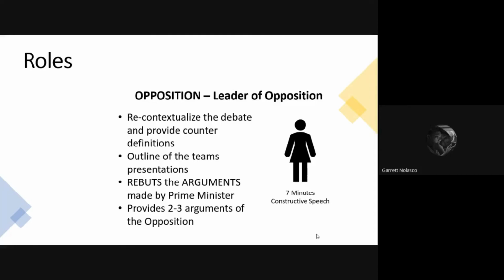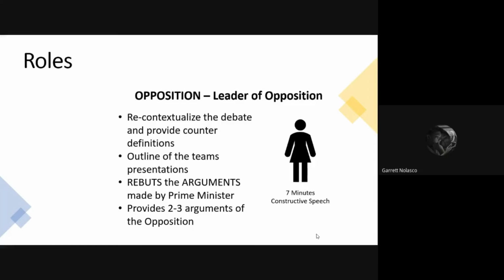And then the leader of the opposition, similar to the prime minister, will also have to outline the main arguments now of the opposition side. In so doing, he or she will pinpoint strongest arguments as well in her speech, and then leaves to the second speaker of the opposition to provide supporting statements for their case.